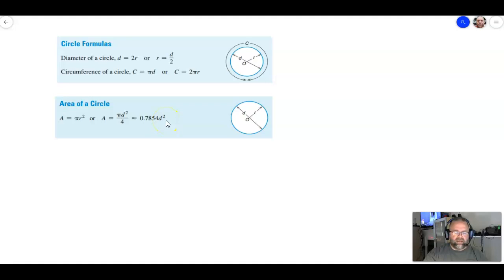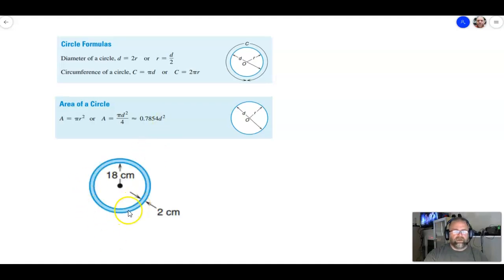So let's go ahead and take a look at a couple of examples here. Alright, so let's try to find the area of just this ring around here. So there's nothing in the middle. The distance from the center to the inside ring is 18 centimeters, and the distance from the inside ring to the outside ring is 2 centimeters. So see if you can use these formulas and a little bit of logic to come up with the area of just the ring. Go ahead, pause it, give it a try, and then we'll go through the solution together.